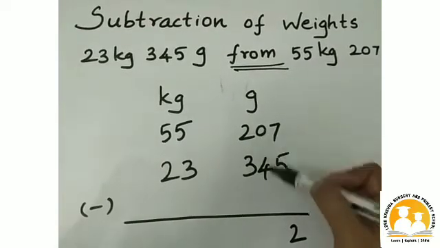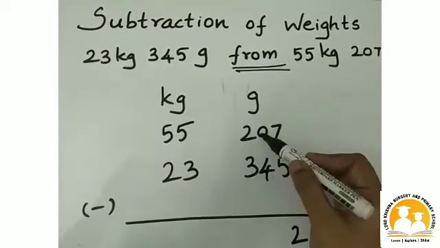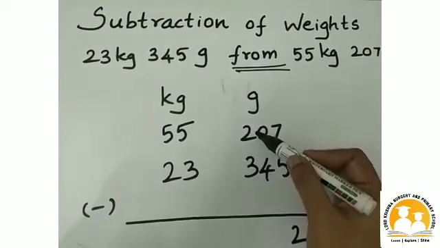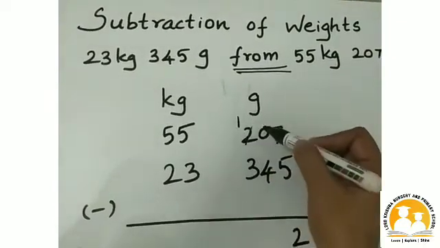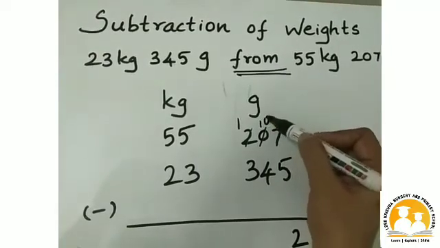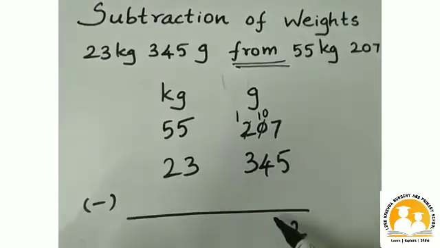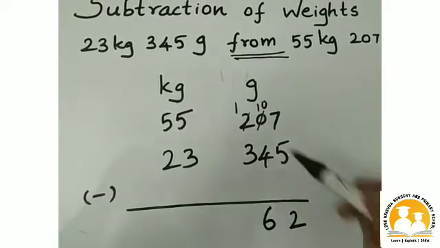So 0 la irundhu 4 subtract panna mudiyadhu. So we are getting 1 from the next place. So 2 la irundhu 1 eduthom appadina 1 inge vandrum. 0 becomes 10. So 10 minus 4 becomes 6, right?